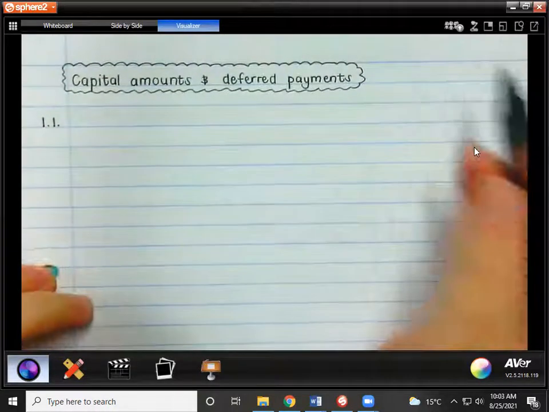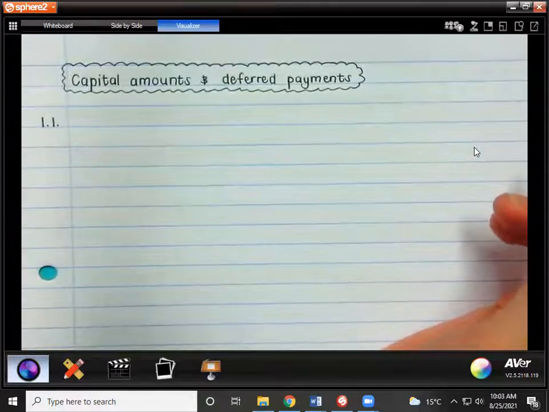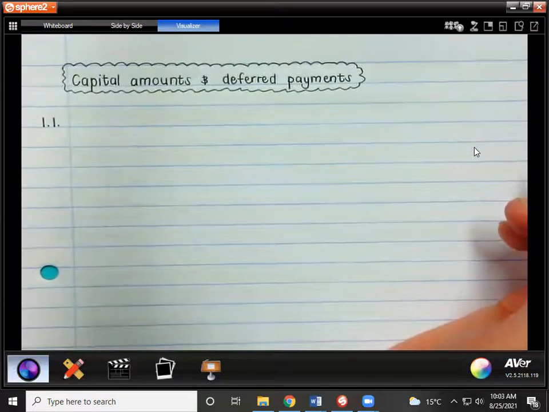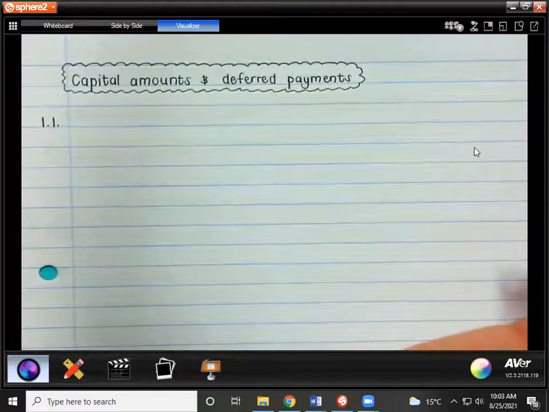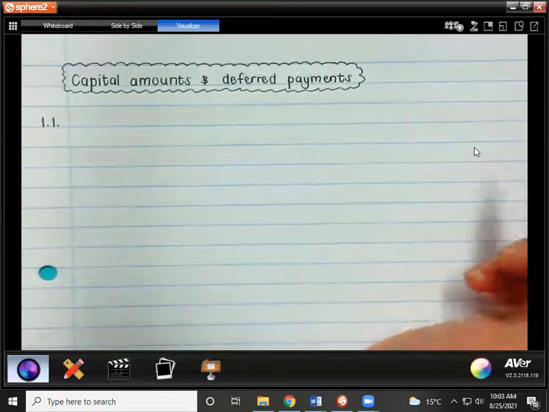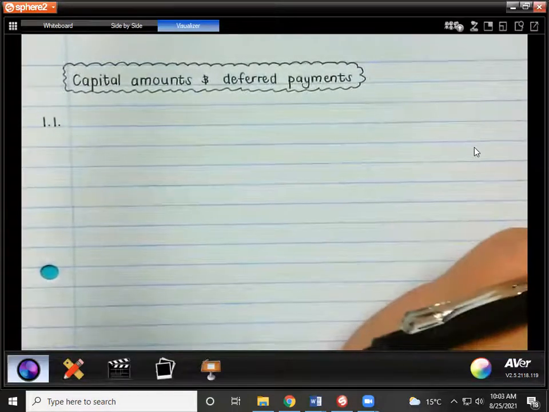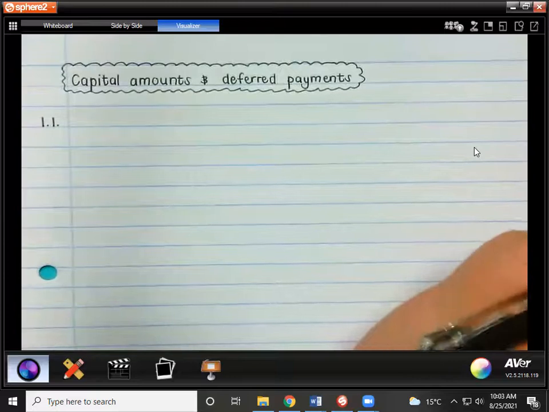All right, so example one: a loan of 1 million rand is taken from a bank to buy a house. The loan is repaid over 25 years and the interest charged on the loan is 9% per annum compounded monthly. 1.1 is asking us to calculate the monthly repayments. Now we first need to figure out, is this future value or present value? If it's a loan, it is present value, right? Because we are getting 1 million rand immediately.